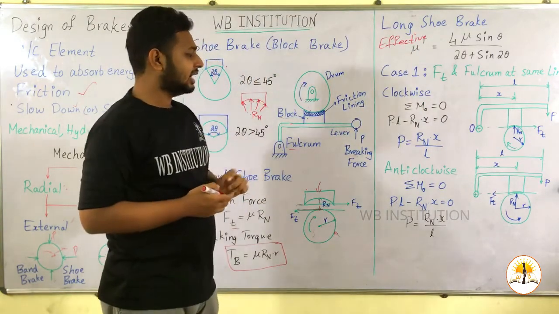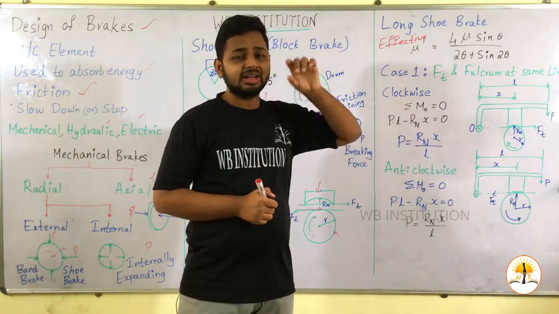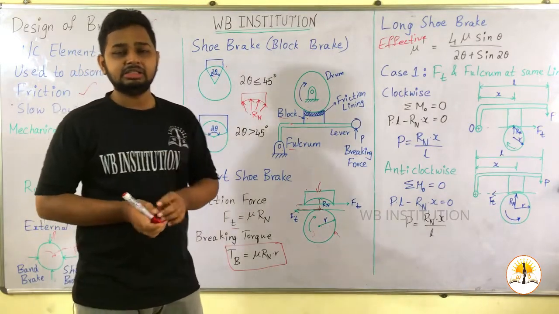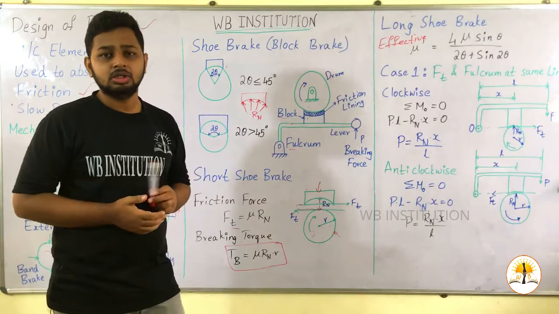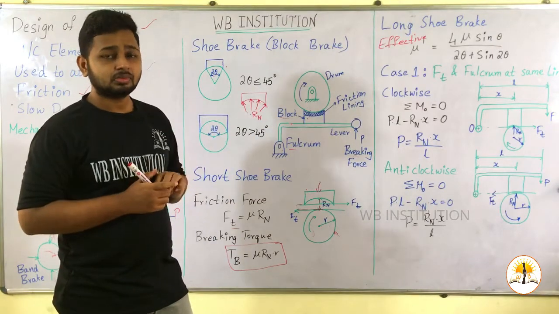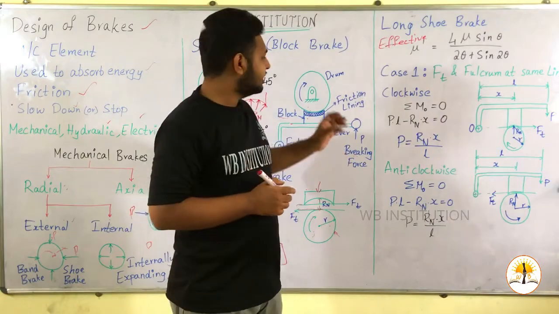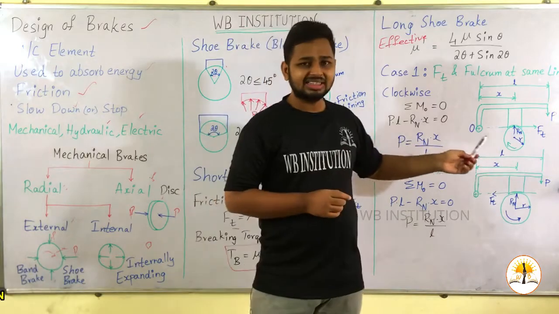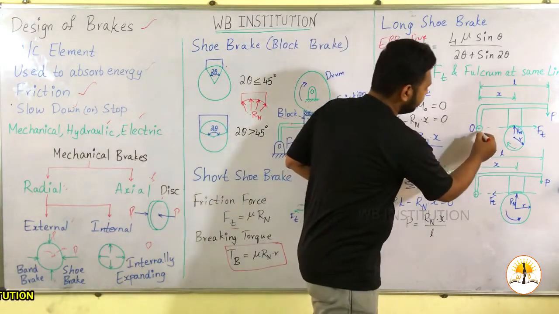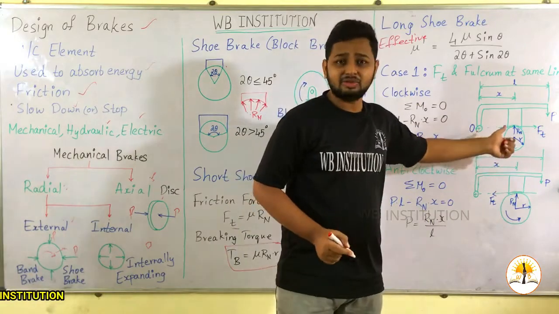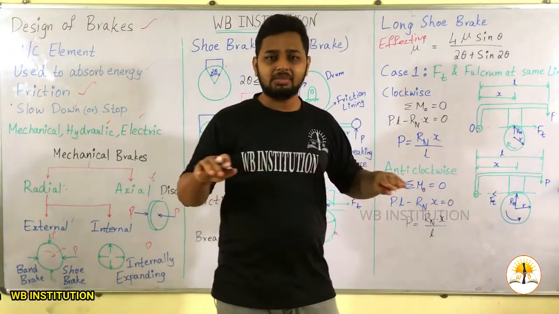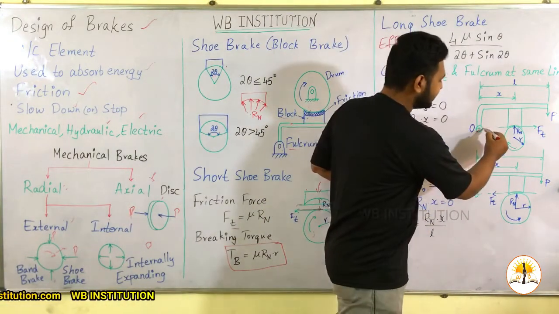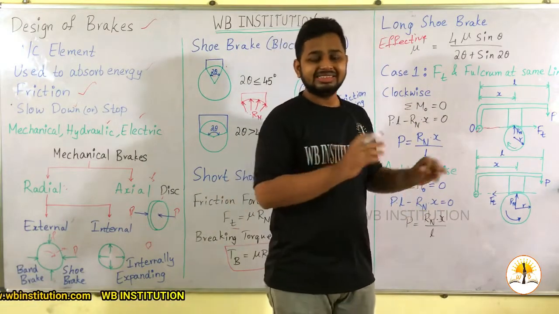Now let us calculate the amount of force which will be exerted on the end of the lever. Now we have seen the braking torque. Now we have to calculate the pressure how much we have to apply in order to stop the movement of the rotating drum. So in order to calculate, there are 3 different cases. So first case is the frictional forces and the pivoted point, that is known as fulcrum, to be acted on the same line. So here we can see the point O is fulcrum and the frictional forces are acting in a same line. So this is case number 1.